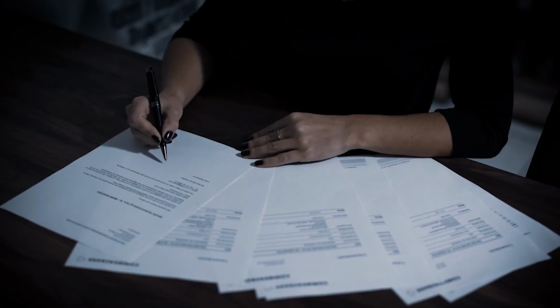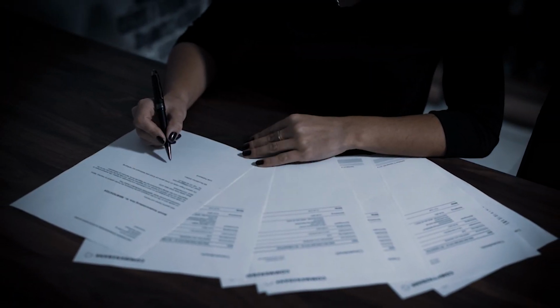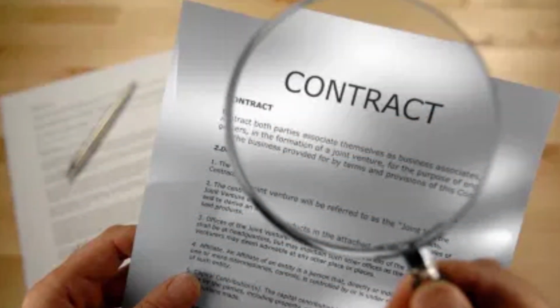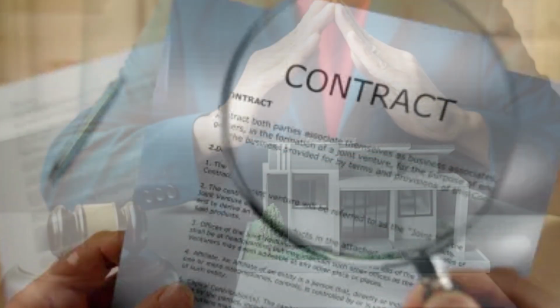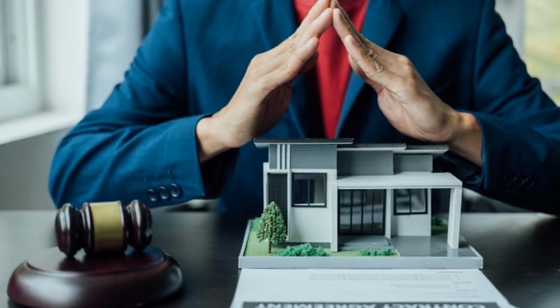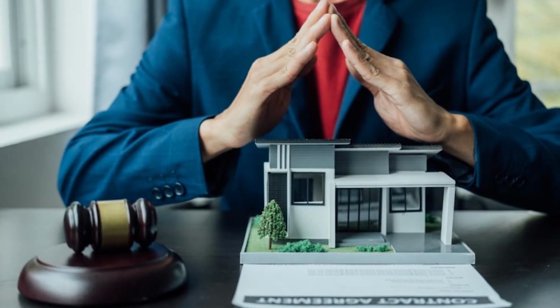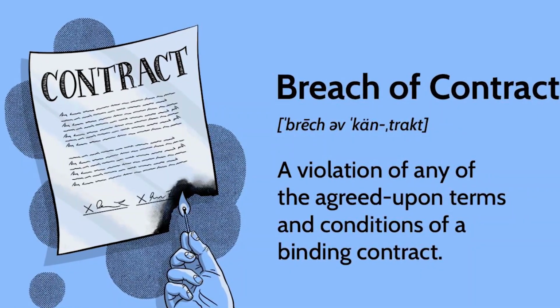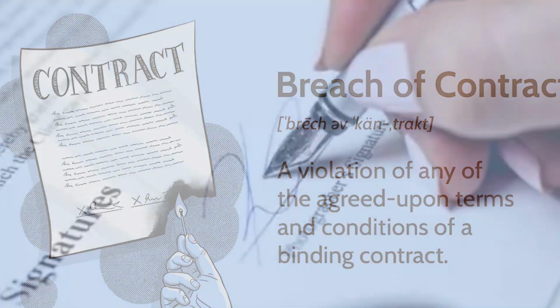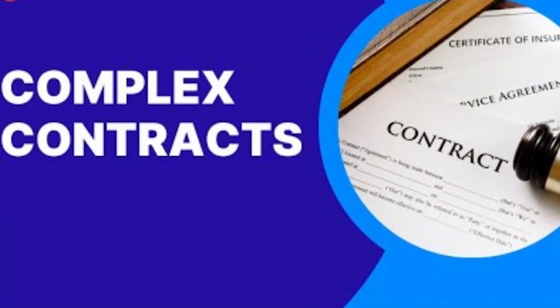Then comes the heart of the contract. Who does what, when, and how? For each obligation listed in the contract, ask yourself 3 questions. 1. Who is responsible? 2. What exactly needs to be done? And 3. When and how should it be completed? This method helps you clarify the responsibilities of each party and understand your own commitments.